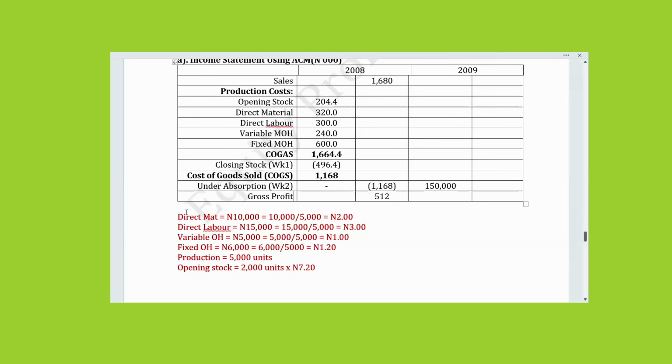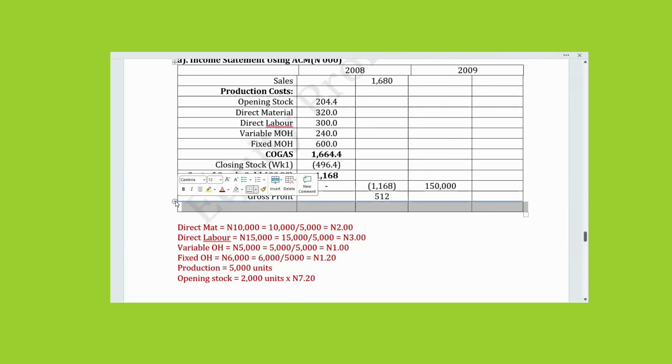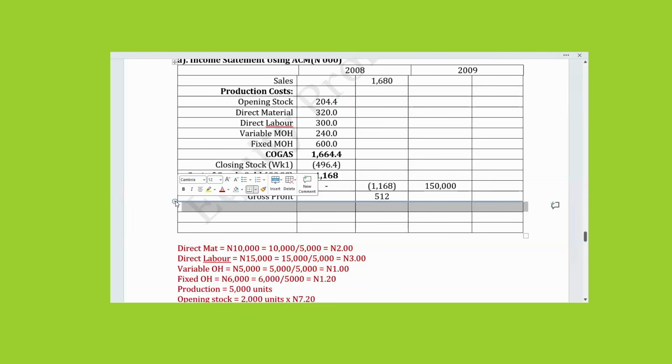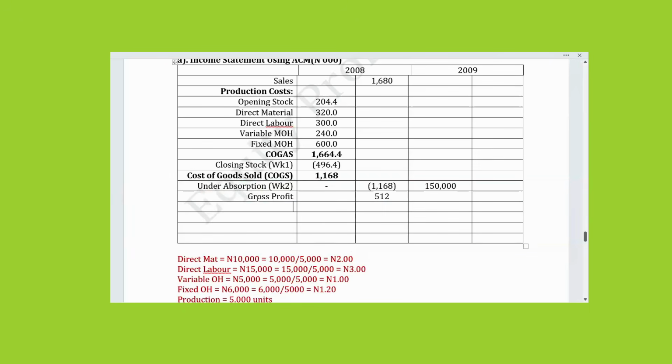That's why we said that absorption costing method uses gross profits, unlike marginal costing that uses the contribution margin. So this is what I was trying to refer to. Okay. Next, after gross profit, what do you do? You then consider non-production costs. Any cost that is not related to production, be it variable or fixed, will come under the non-production cost.